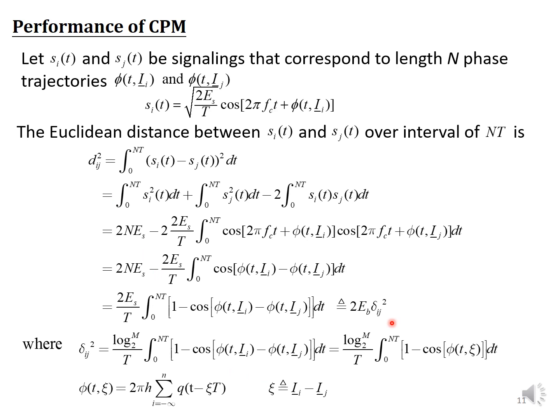Okay, so now we have the overall integrated phase accumulation difference result as delta Ij, and the distance squared is represented by 2Eb delta Ij squared. So the distance Dij between any two paths would be the square root of 2Eb times delta Ij. That represents the distance between any two paths.